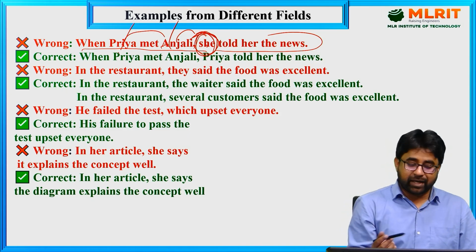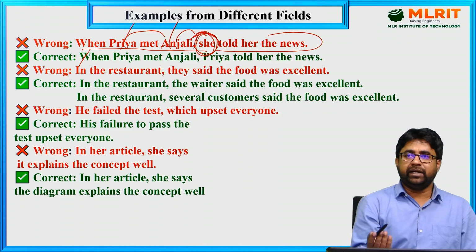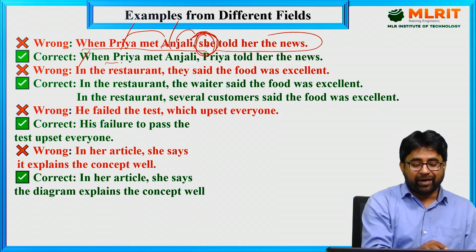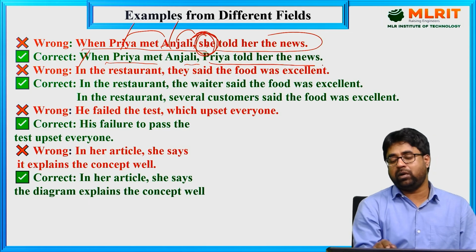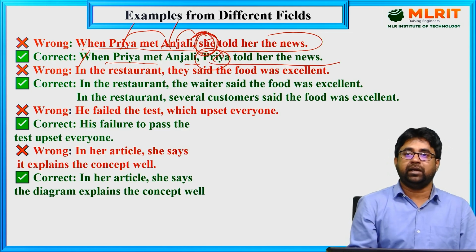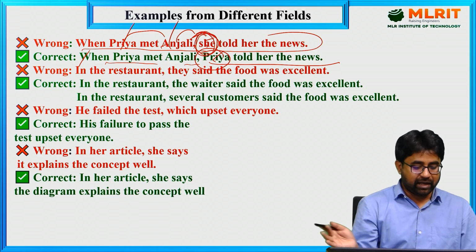So what is the way of fixing it? Be clear. Remove that ambiguity. How? When Priya met Anjali, Priya told her the news. So instead of using the pronoun, you are directly using the noun to avoid that ambiguity. Fine. I hope it's clear.